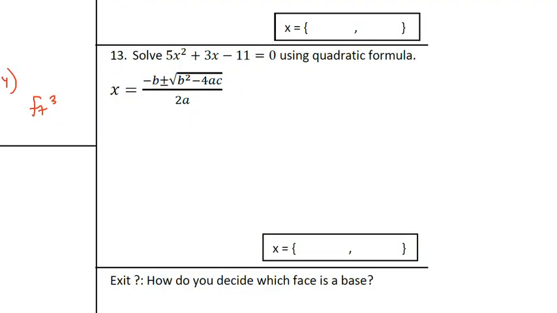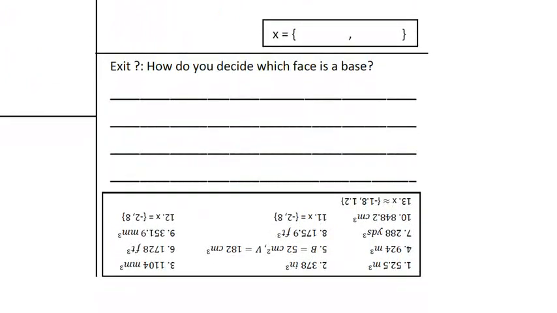Last one, solve this by using quadratic formula. This is your reminder. Identify A, B, and C, plug them in, and figure out what are the estimated solutions, and you can round those to 1 decimal place. And then there's your exit question.